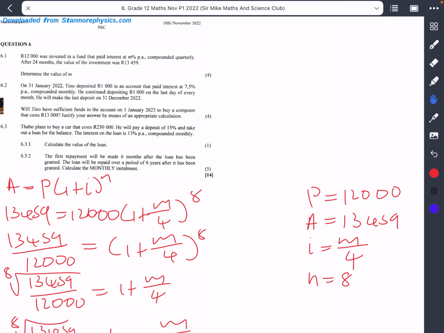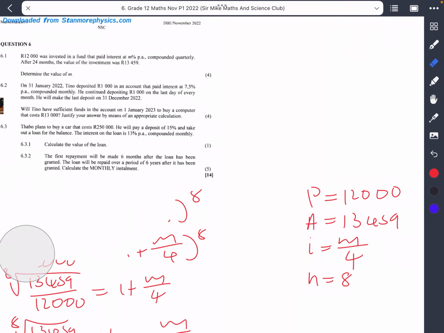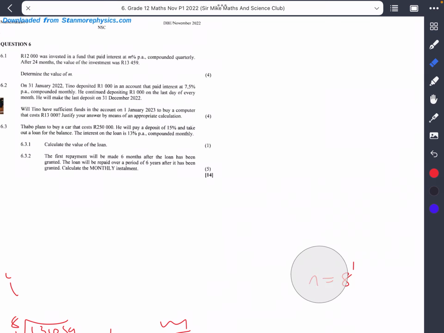So in this case, what I would get would be M being 5.78%. So this would be the value of M that you would get.